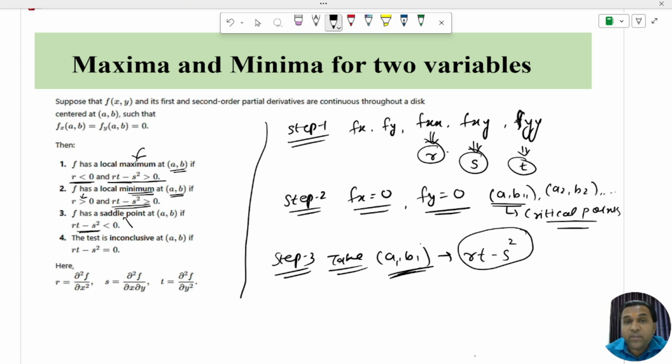Saddle point means we cannot say it's a maximum or a minimum. If you are given like this way and this way, so here it's a maximum and here it's a minimum. Such types of points we call a saddle point. And if rt minus s square equal to 0, it's inconclusive.